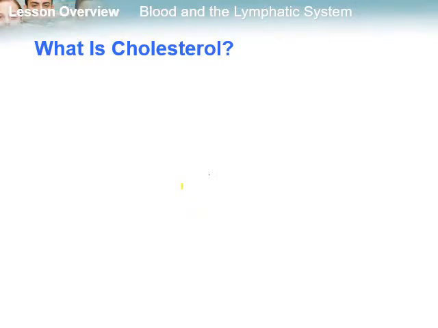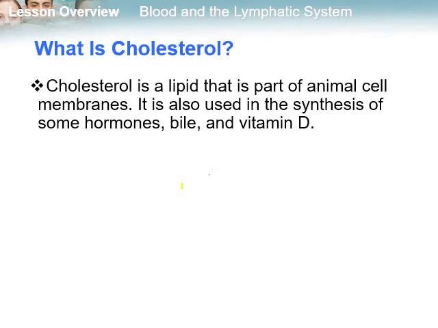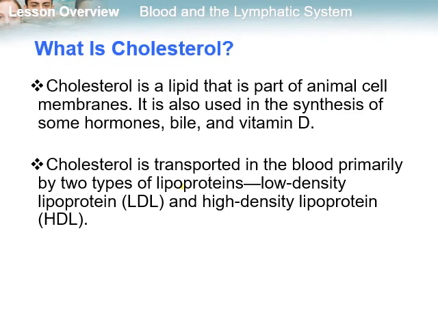What is cholesterol? Cholesterol is a lipid that is part of animal cell membranes. It is also used in the synthesis of some hormones, bile and vitamin D. Cholesterol is transported in the blood primarily by two types of lipoproteins. These are low-density lipoproteins, LDL, and high-density lipoproteins, HDL. What are lipoproteins, by the way? Lipoproteins, as the name indicates, are compounds that are made from lipids and proteins.